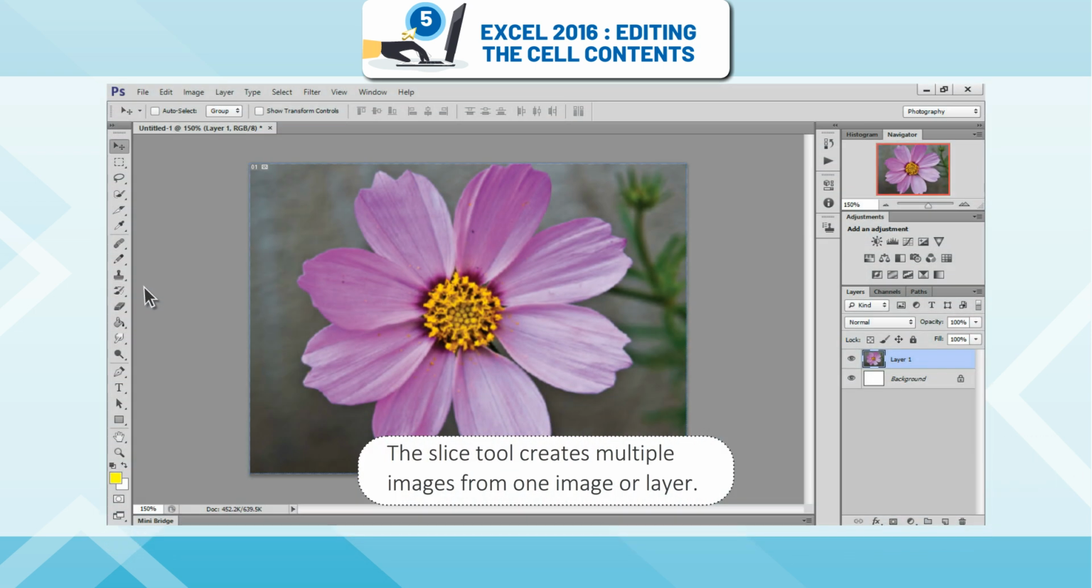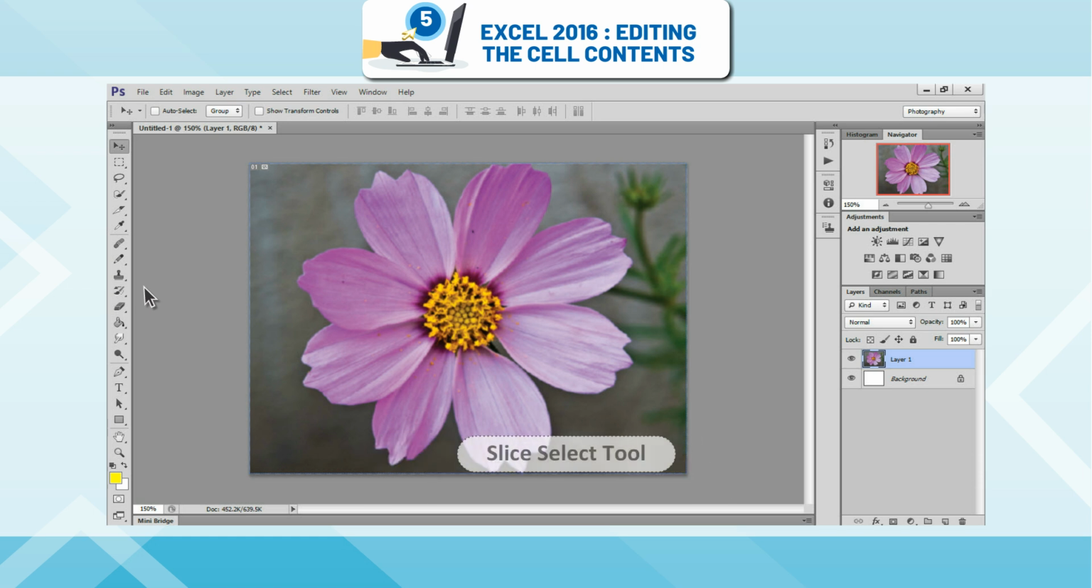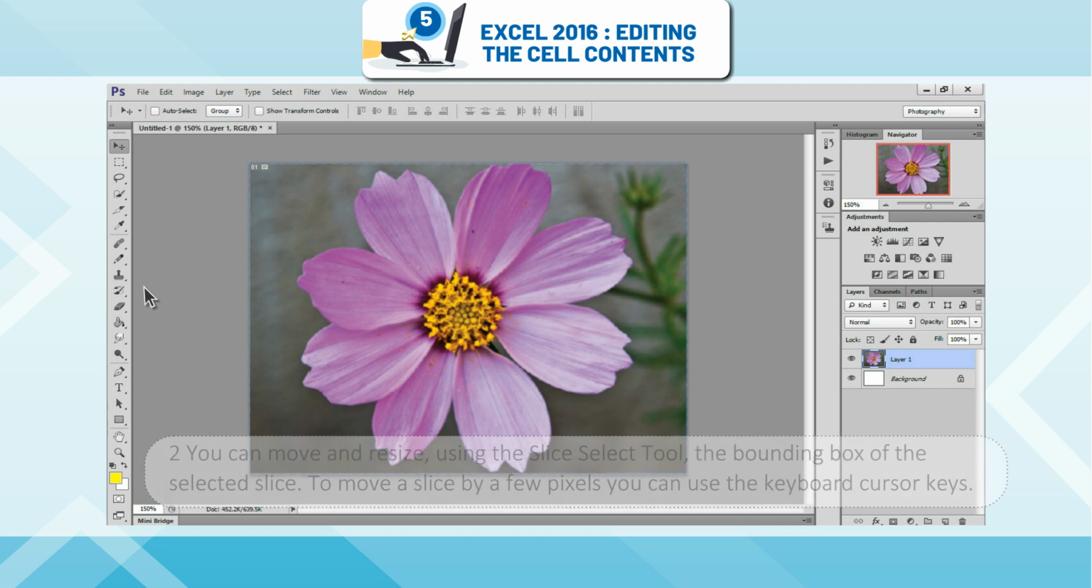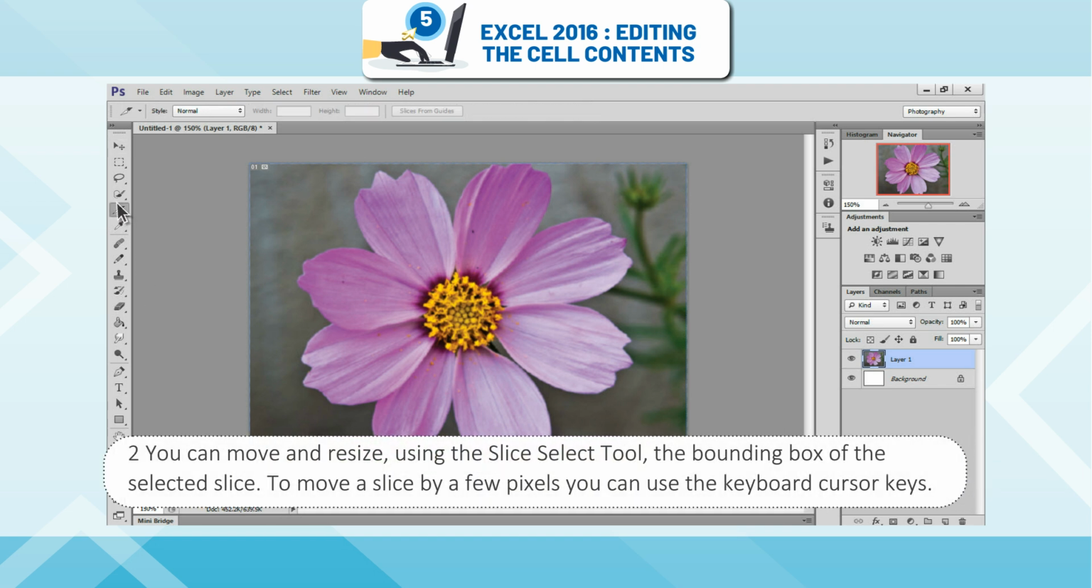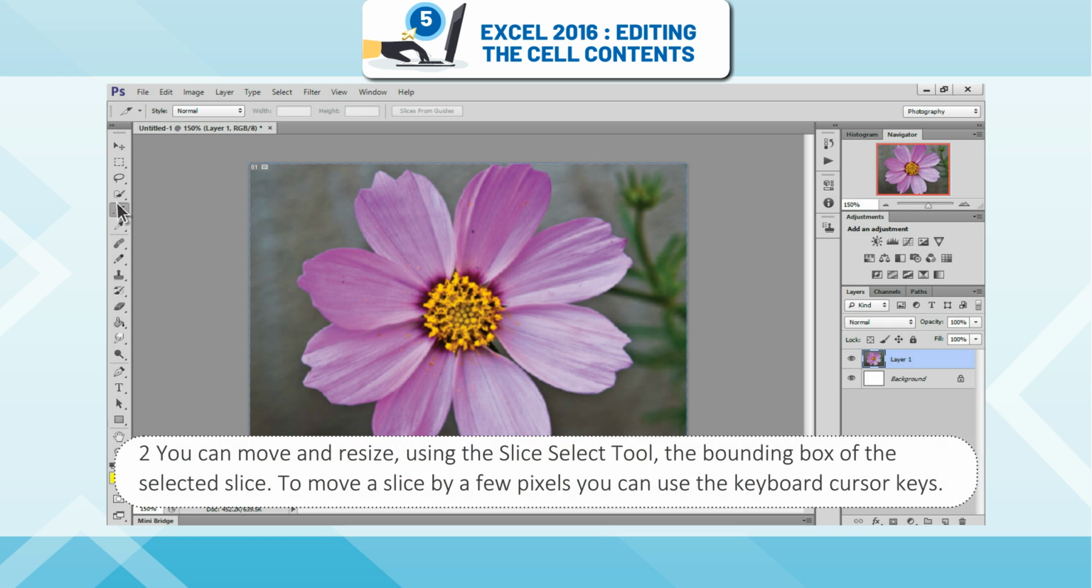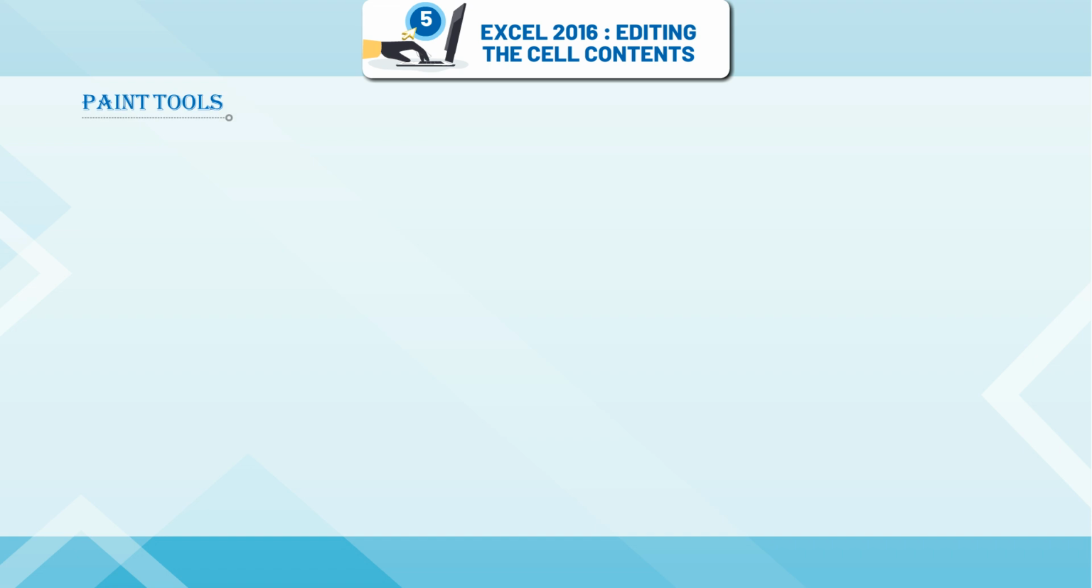Slice tool. The slice tool creates multiple images from one image or layer. Slice select tool. Select the slice select tool and click on a slice to select. You can move and resize the bounding box of the selected slice using the slice select tool. To move a slice by a few pixels, you can use the keyboard cursor keys.